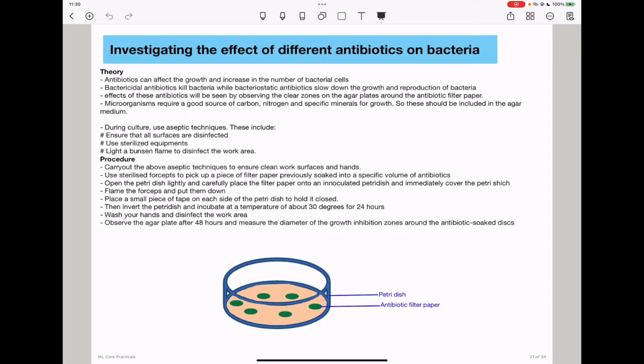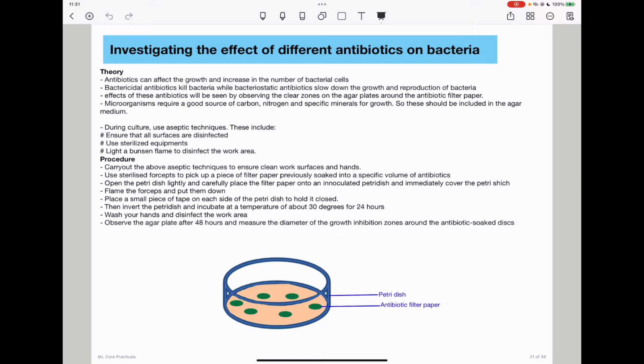You also need to remember that for any culture, microorganisms require a good carbon source because, of course, carbon is going to be used in energy provision. They require a good nitrogen source as well as specific minerals for growth. So these should be included in the agar medium.